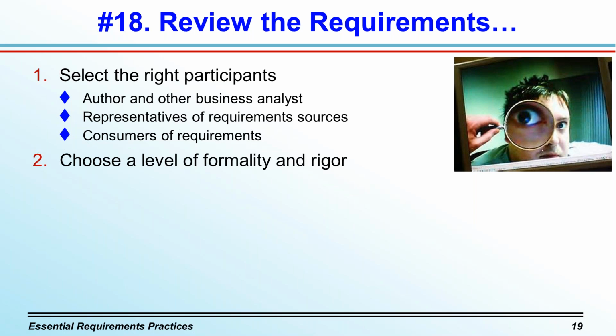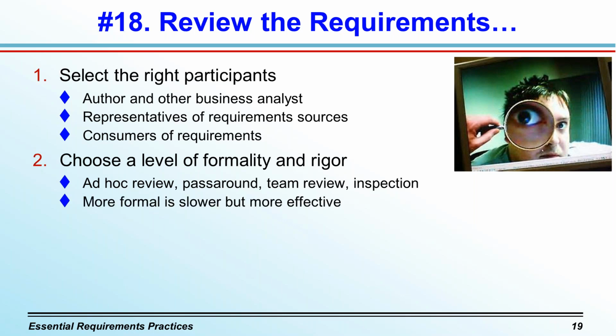There are several forms of reviews that span a range of formality and rigor, so you need to choose the right approach for a given situation. The simplest review just involves asking a colleague to look over something you've created. That's an ad hoc review. In a pass around, you invite several people to examine some requirements or diagrams. A team review and an inspection are more structured and more formal, which makes them slower and more expensive, but also more thorough and more valuable. There's a trade-off.